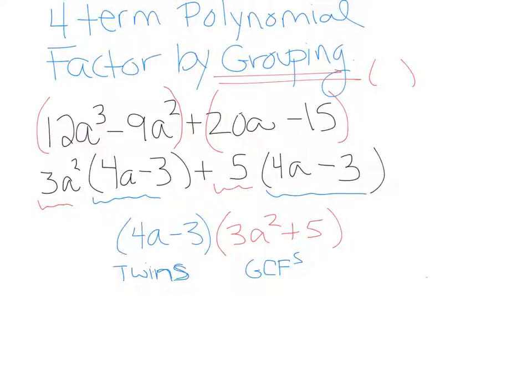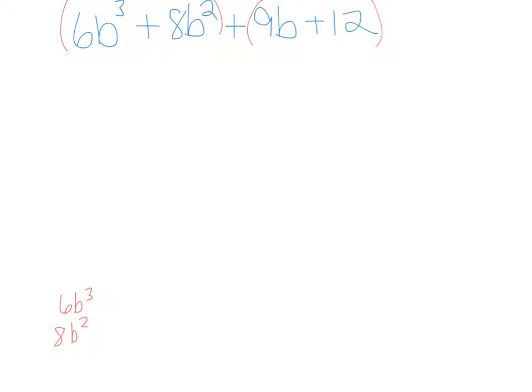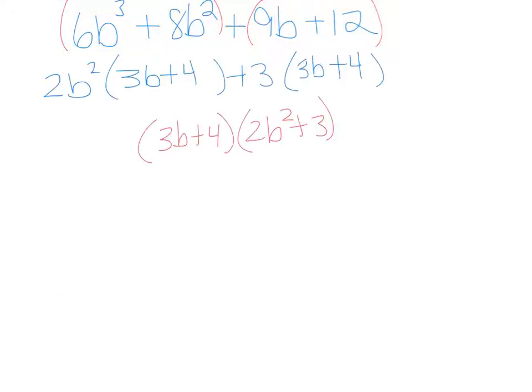You can check your work by either using FOIL or some method of multiplication, because factoring is division, so we check by multiplying. So here's another example of what we just did. I already put in the parentheses for us, but they wouldn't normally be there. When there's 4 terms, we are going to make sure we're using factoring by grouping, even though the problem will just say to factor. You have to know that because there's 4 terms. So go ahead and try this problem, and we'll put the answer up after. The final answer is 3b plus 4 times 2b squared plus 3.